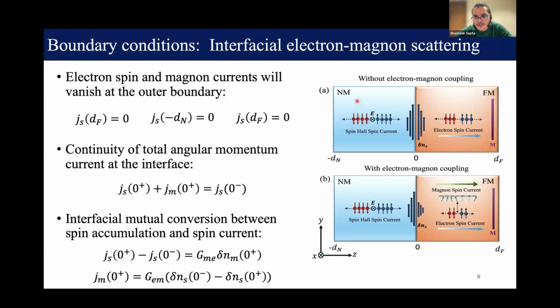These basically characterize the conversion rate. If we look at our schematic, when we don't have electron-magnon coupling, we have a spin Hall spin current, which leaks into the ferromagnet as an electron spin current. But when we turn on the electron-magnon coupling, we can see that there is a discontinuity at the interface because of this boundary condition, and now we have both electron spin current and magnon spin current.